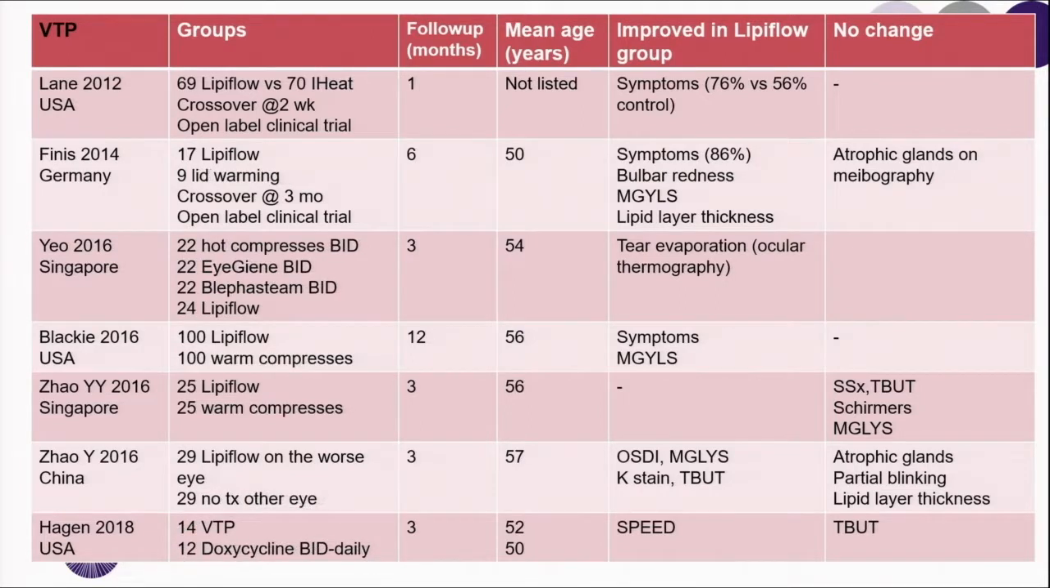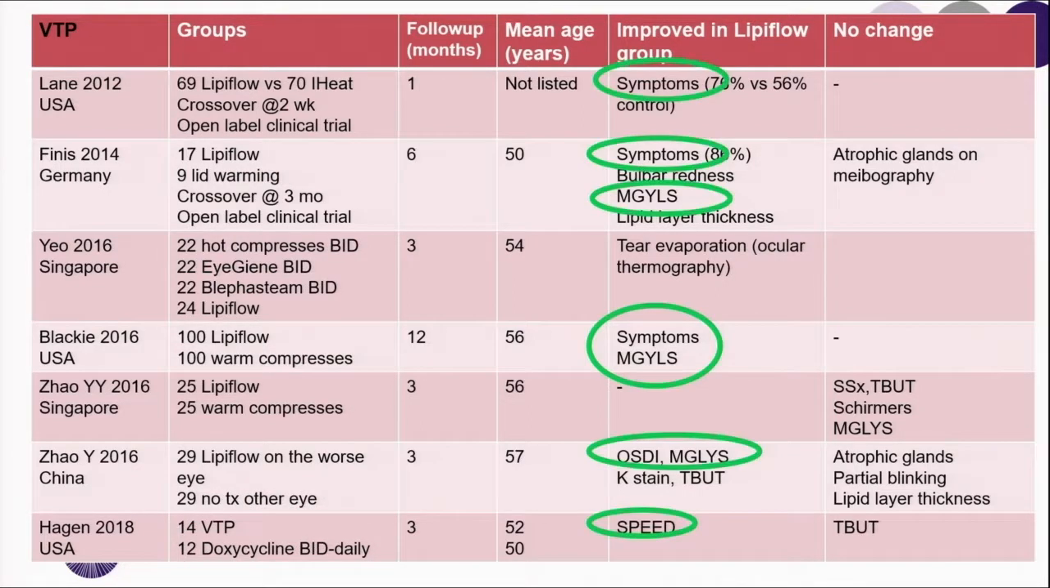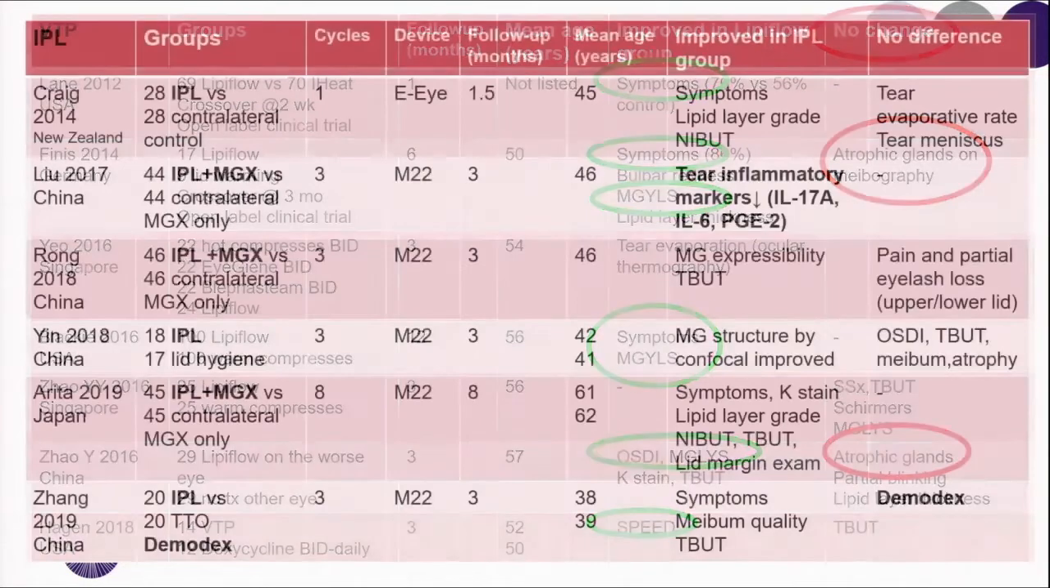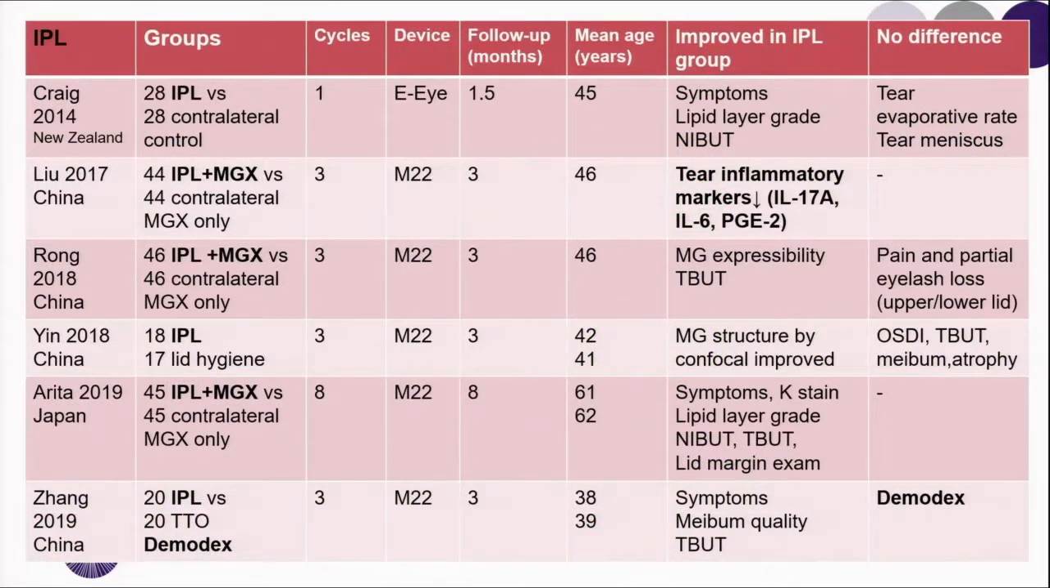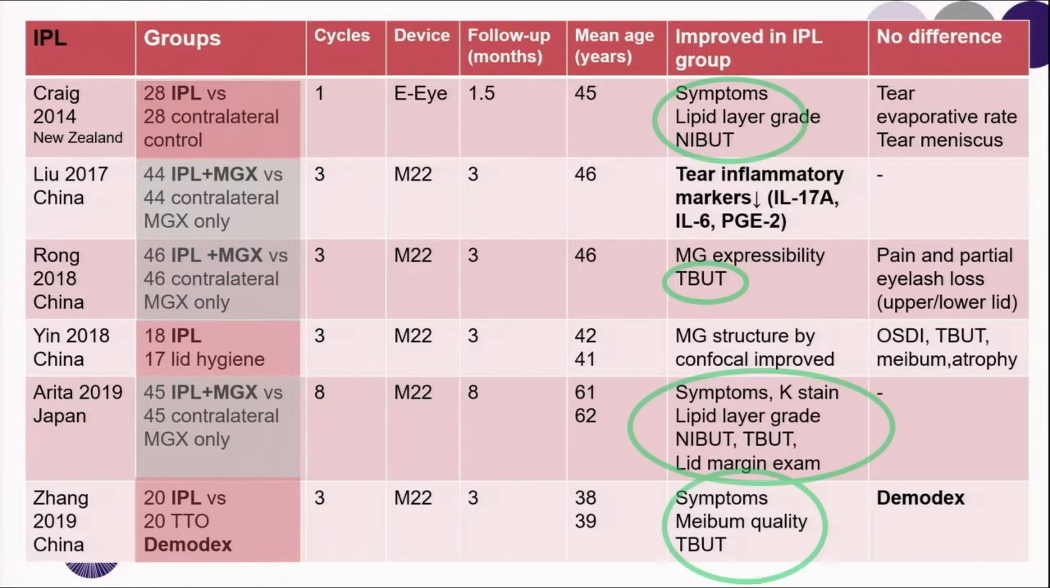The average month of follow-up was 1 to 12 months. And in the LipiFlow group, we found symptoms improved as well as meibomian glands yielding liquid secretions. What did not change was the atrophy on meibography in 2 of the studies reported. Let's look at the IPL studies. There were 6, and these case-controlled studies really were divided in 3 that looked at IPL only without the expression versus controls, versus IPL with meibomian gland expression versus expression only.